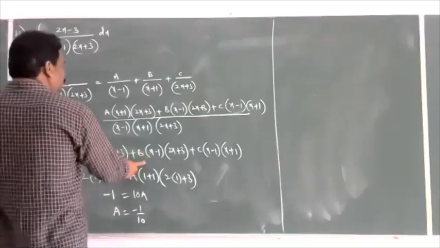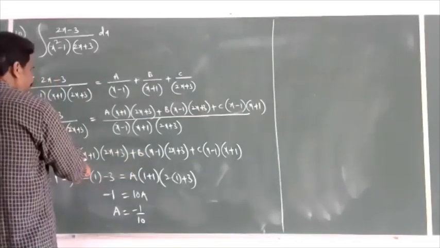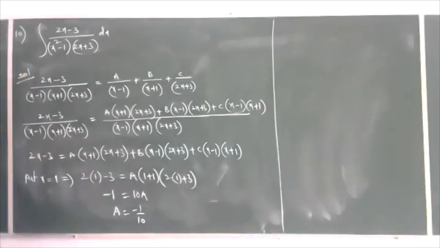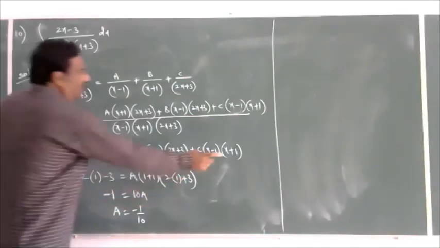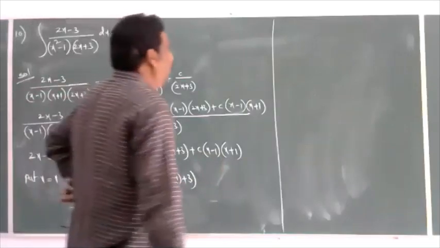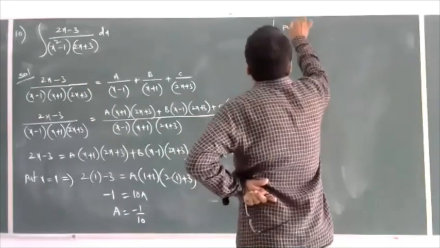We require the b value, so substitute x is equal to minus 1. This term goes to 0 and this term goes to 0, and we get the b value.